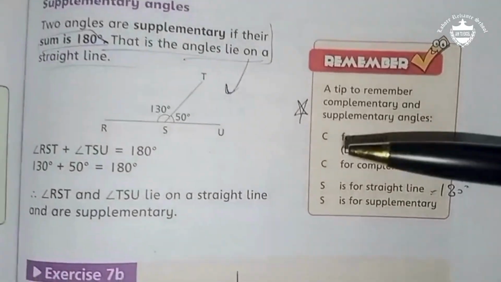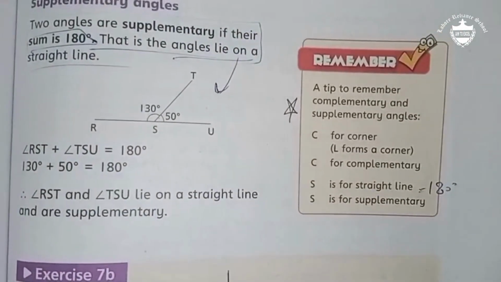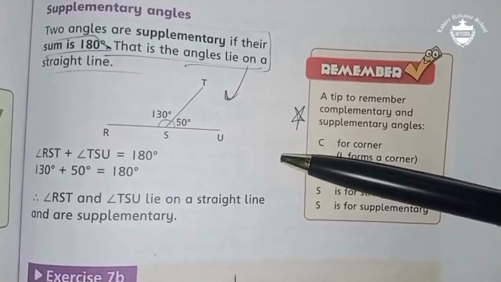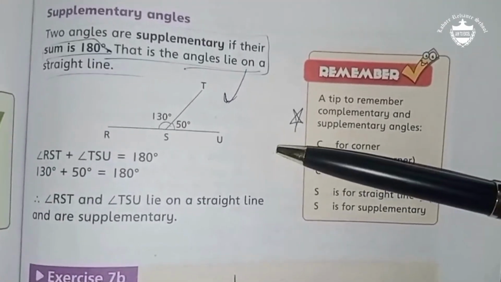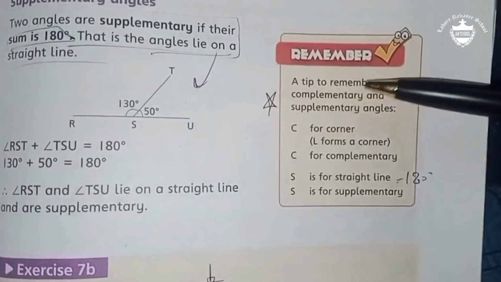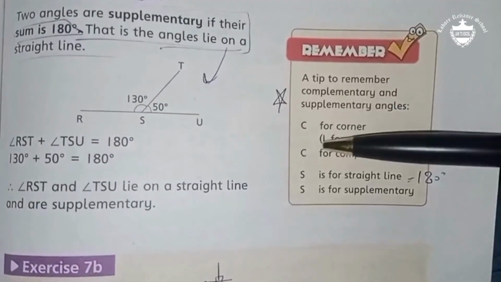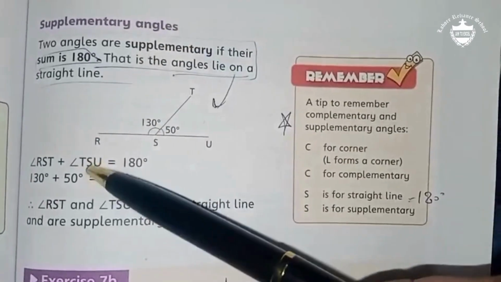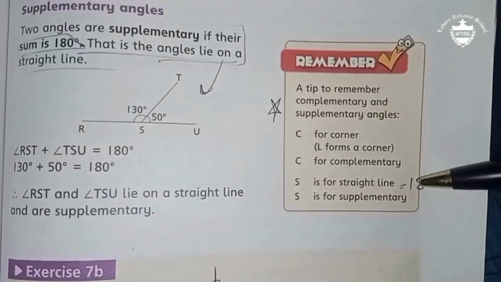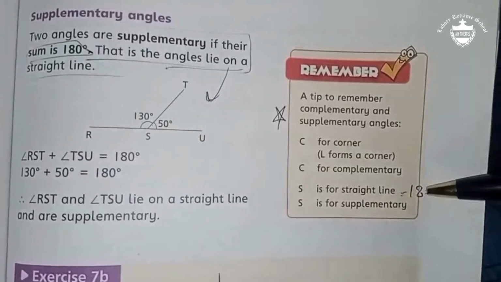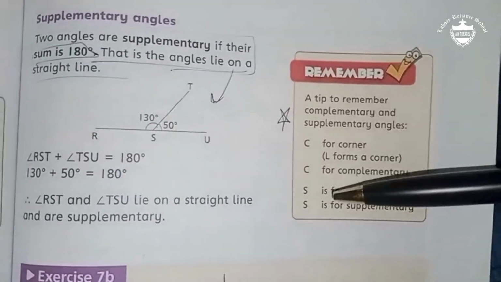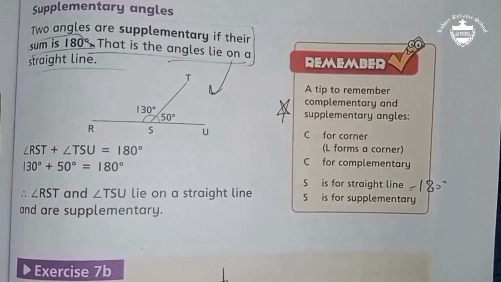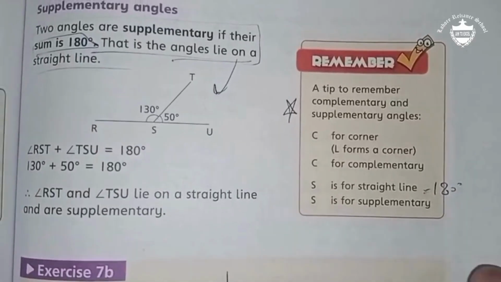How can you remember these two, complementary and supplementary? Because they are important. We are going to solve some sums in exercise 7B about supplementary and complementary angles. This is a tip to remember: C is for complementary, S is for straight line. You know that, na? Supplementary is a straight line, 180 degree angle. So S is supplementary, it means it is a straight line. Clear that? It's very easy to remember in your mind what is complementary and what is supplementary.